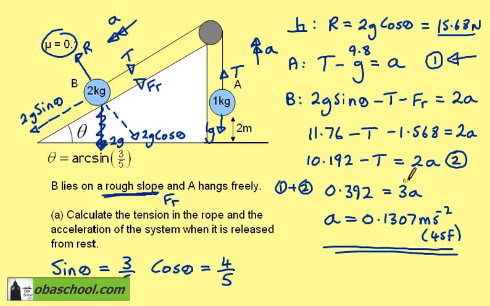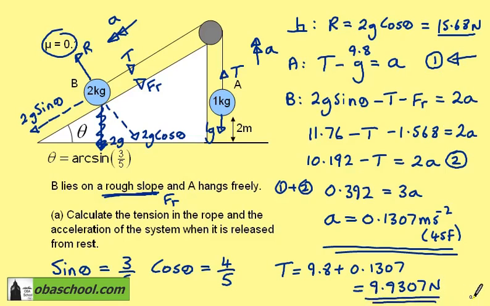Substituting back into equation 1 to find T will be 9.8 plus 0.1307, which gives us 9.9307 newtons. And we will use this result in the next part of the question, which, remember, is the next video.